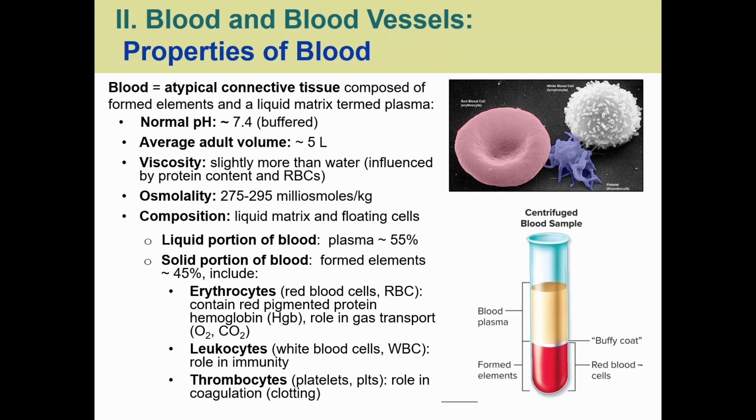I'm not going to make you memorize the osmolality and all that, but we do want to talk about what we find in the blood, and that's a liquid matrix and then cells that are suspended in that liquid. The liquid part is what we call plasma, and that makes up over half, about 55% of any given blood sample, and the solid parts are about 45%. And the solid parts are the cell parts, so erythrocytes or red blood cells, leukocytes or white blood cells, and thrombocytes or platelets. We'll talk about each of those types of cells and what they do in just a little bit.